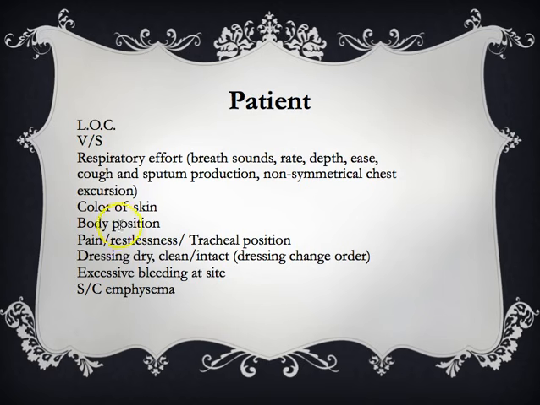We're looking at the dressing. Is it dry and intact? We want to make sure that when we're changing it, we have a physician's order for that. We're looking for excessive bleeding at the site. That can be from within the actual chest cavity, or it can be at the insertion site. If that chest tube has eroded through the blood vessels on the bottom of the intercostals, we could start to see a lot of bleeding happening. And we're also looking for subcutaneous emphysema. So that's air leaking into the subcutaneous tissue, and it typically feels like bubble wrap.